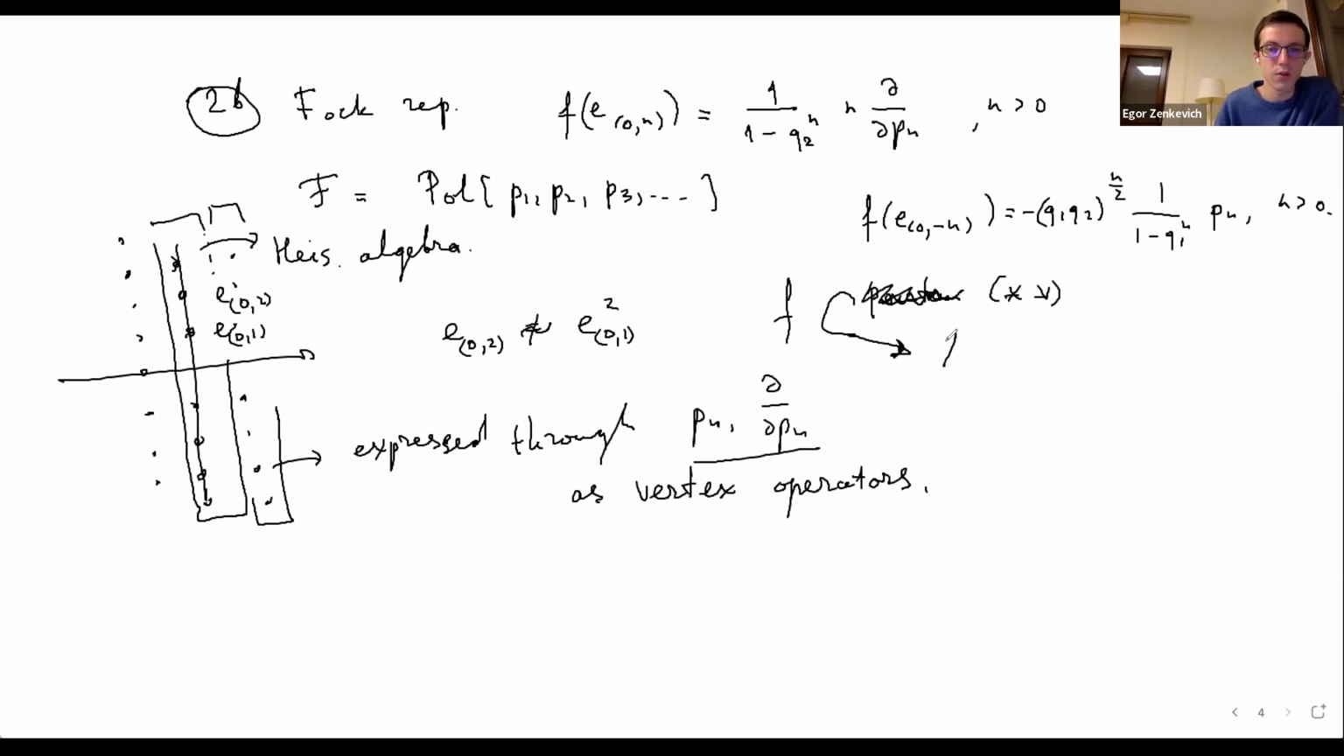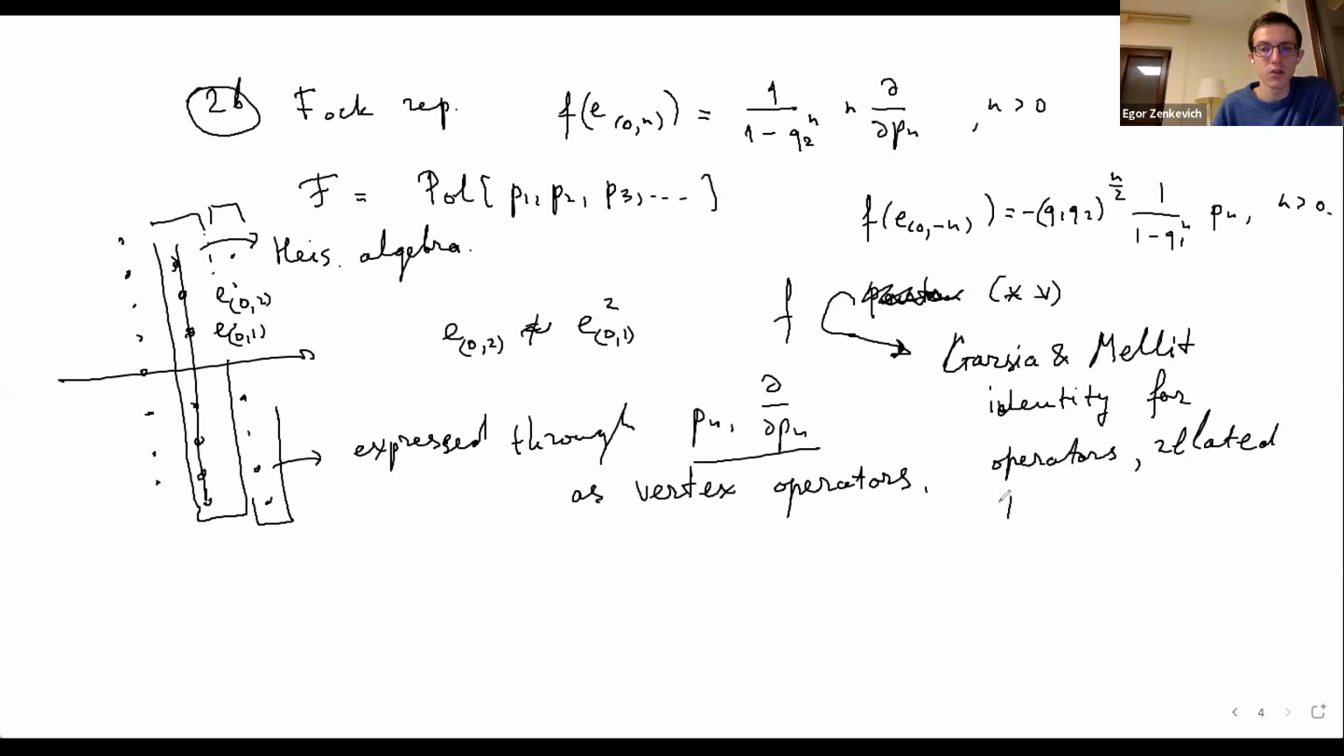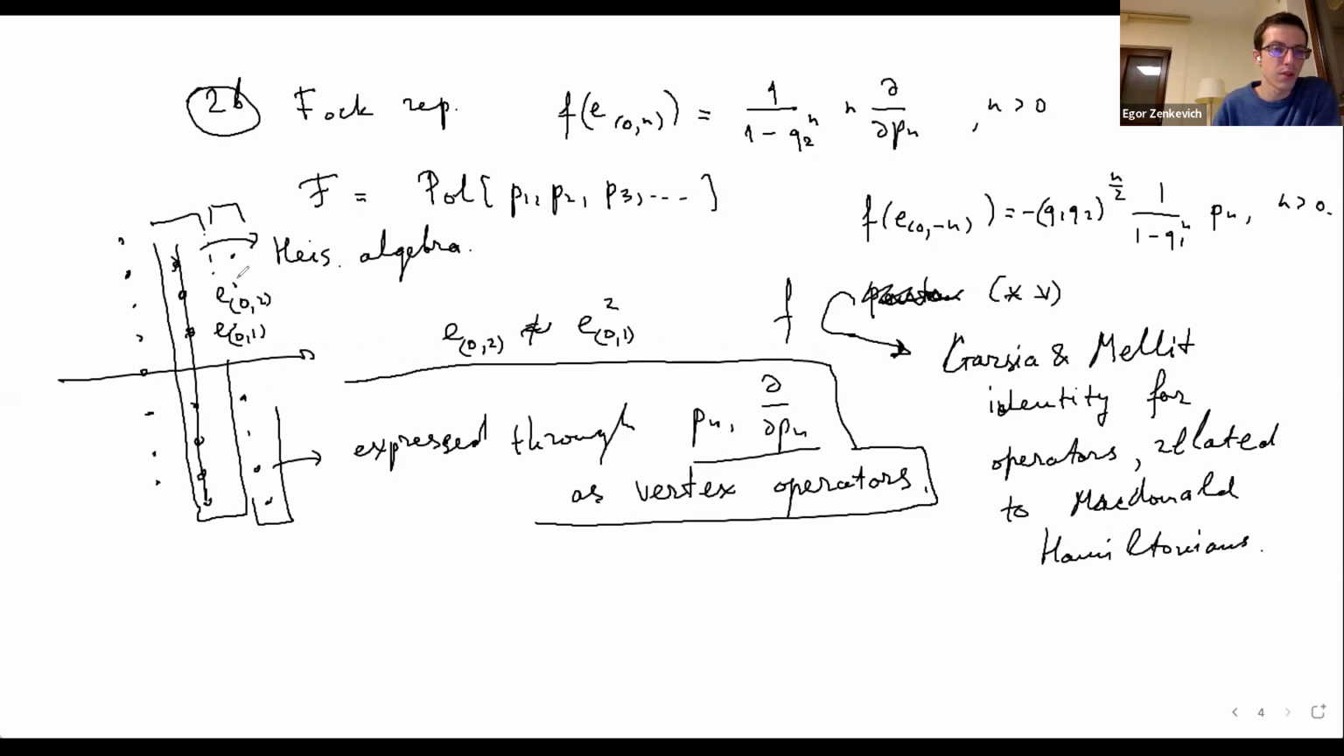And this identity was discovered in the work of Garcia and Anton Mellit, several years ago, like 5 years ago. They also called it a Pentagon identity for operators related to Macdonald-Hamiltonians. The thing is that these vertex operators, which provide the representation of the further columns in the plane of generators, are expressed through Macdonald-Hamiltonians. And so are the T's.